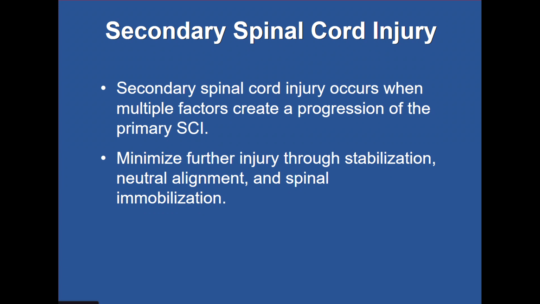So secondary injury is, remember, what happens after that. And this is where we can really play a huge role in preventing secondary injuries. So when we take spinal precautions, when we suspect that there could be spinal cord damage and we take those precautions, we can really reduce the amount of secondary injury that can occur.